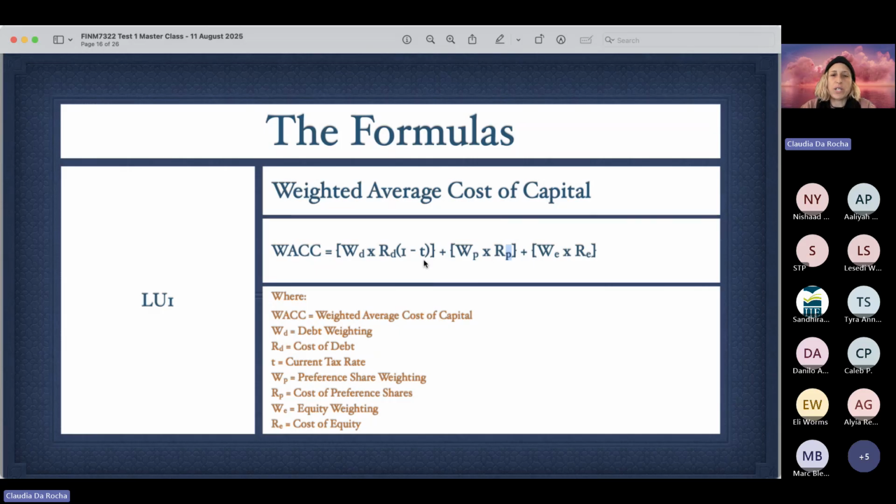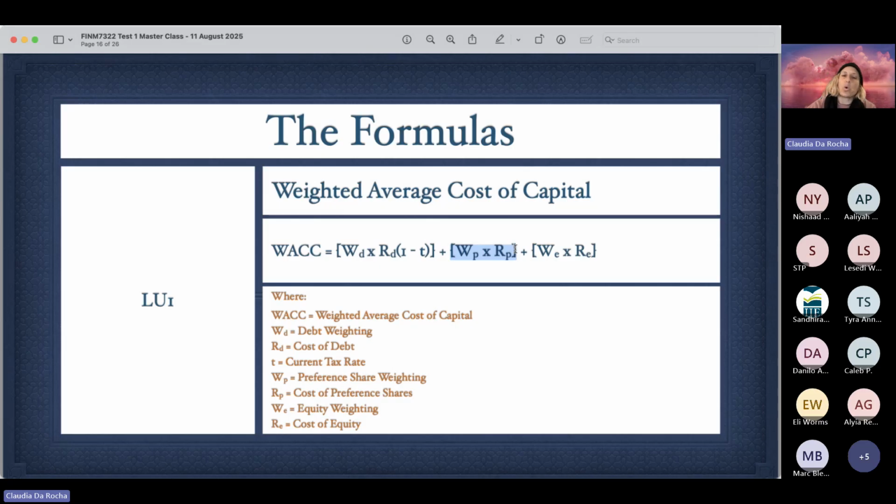So first part is for debt, weighted debt times your return on debt times 1 minus T. And then the second one is for your preference shares, or weighting of preference shares times return on your preference shares. And then the third one is weighting on equity times your return on equity. So like I said, this formula has not changed from when you learned it in 3A. The only thing that's happened is that they've added preference shares with the same principle of weighting times your return.